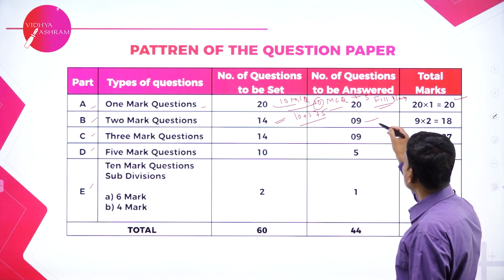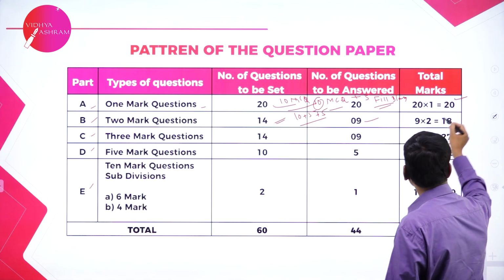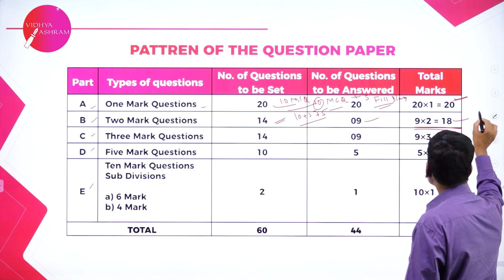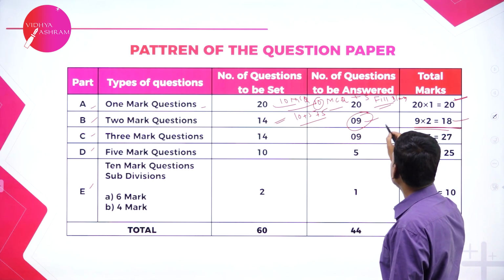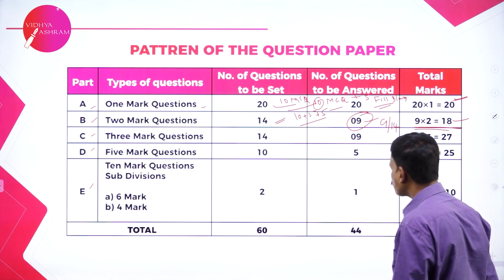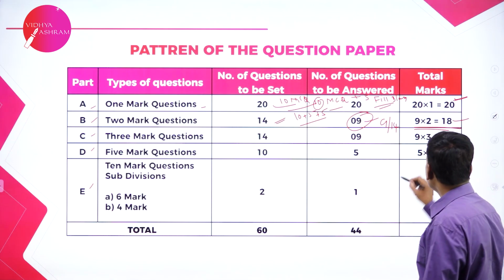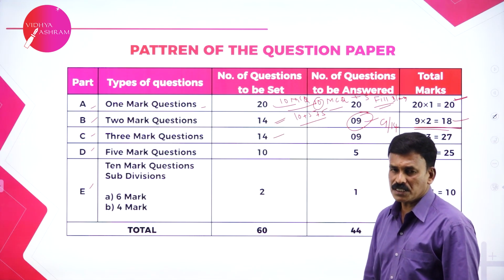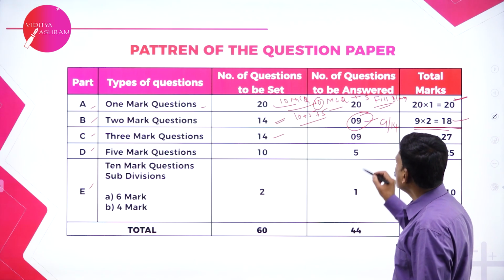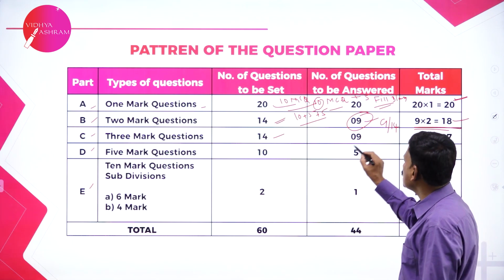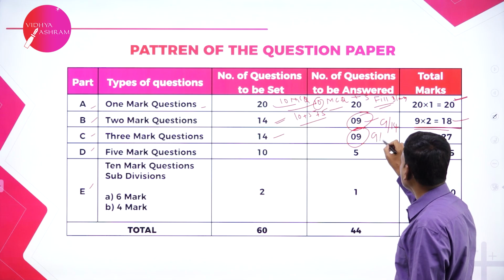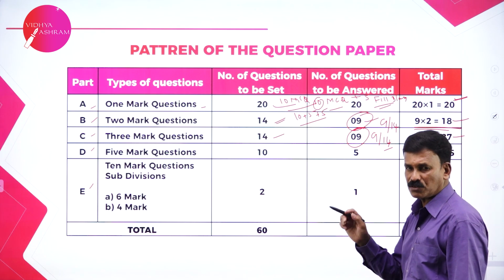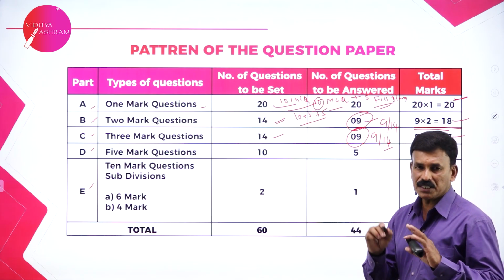So in the first part, no choice, all 20 questions must be answered. That is 20 marks. In the second part, part B, each question carries 2 marks. Out of 14, you are going to answer 9. Each carries 2 marks, 9 twos are 18. Similarly, part C is medium answer questions. There will be 14 questions, and you are going to answer 9. Each carries 3 marks, 9 threes are 27. So 2 marks questions 9 out of 14, 3 marks questions also 9 out of 14.